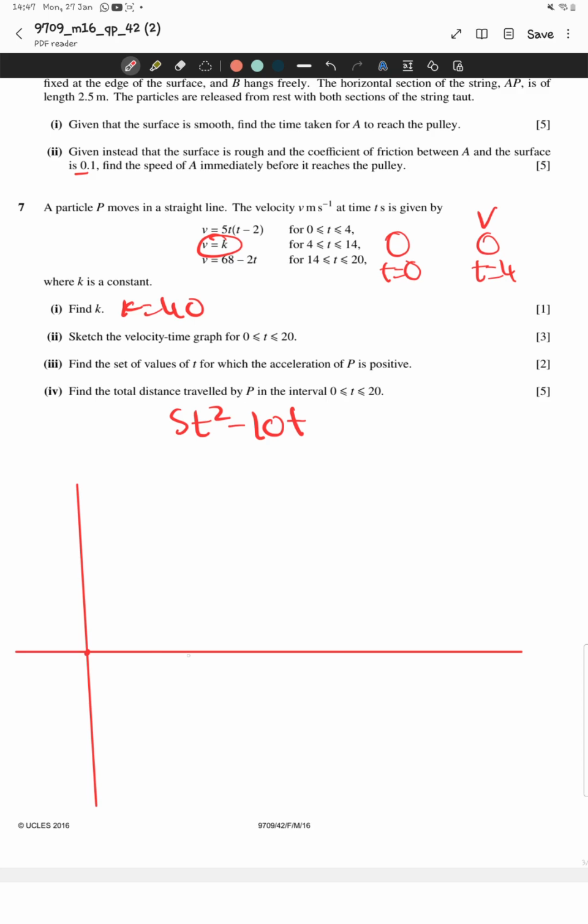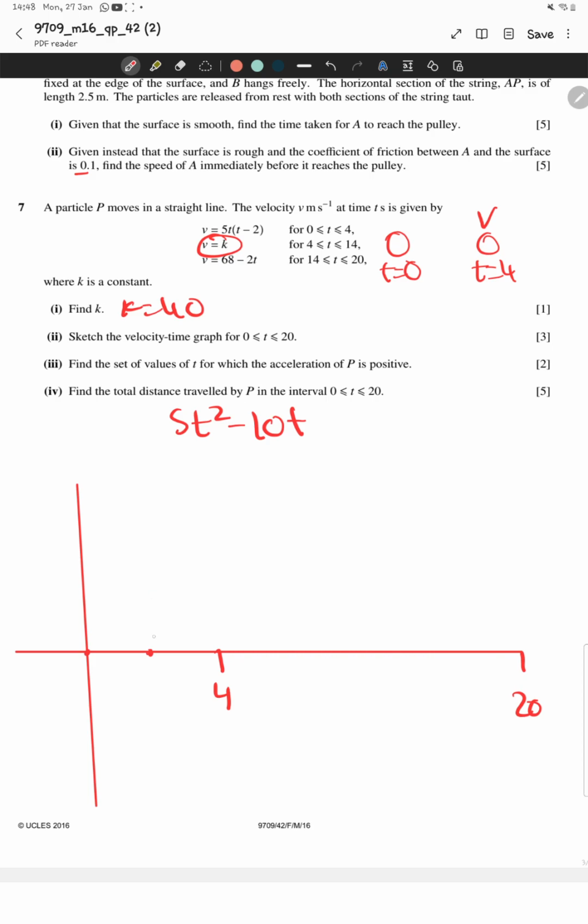So okay, yeah. At time 2, let's actually put timers here. I guess we can put this as 20, and then we'll see later. But yeah, at 2, if you put 2 into this equation, 2 minus 2 is 0, so it'll just give you 0. So velocity is 0 at 2. And then at t equals 4, it's 40.